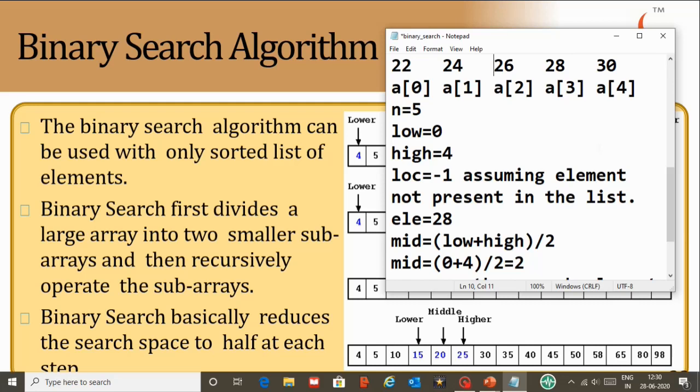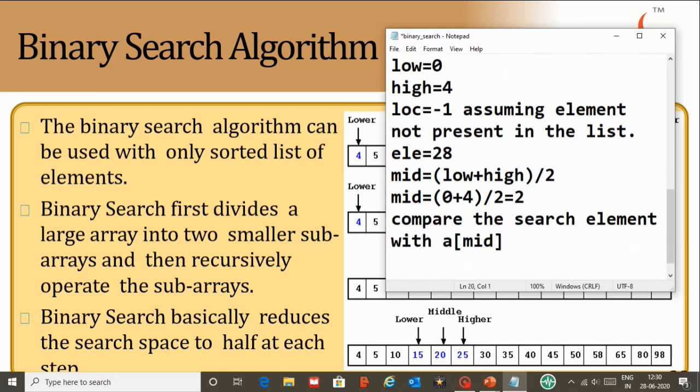What is A of 2 here? 26. And what is the search element? 28. So I need to compare the search element 28 and 26, because A of mid is 26. So not equal. Correct? Hopefully you have understood till here.